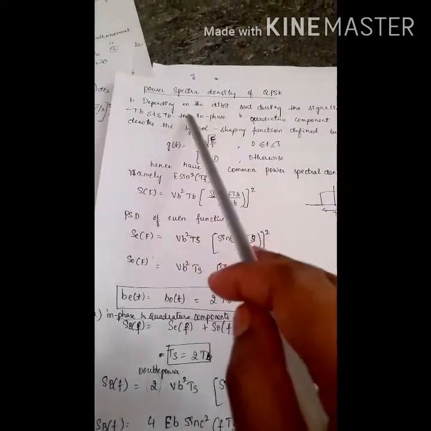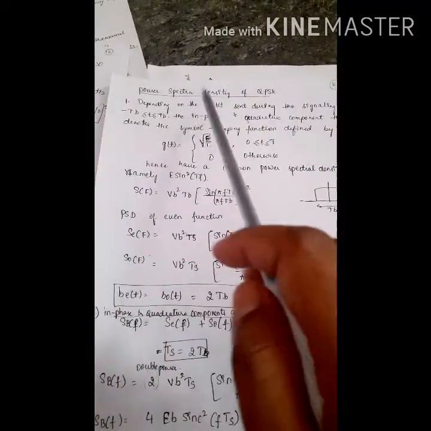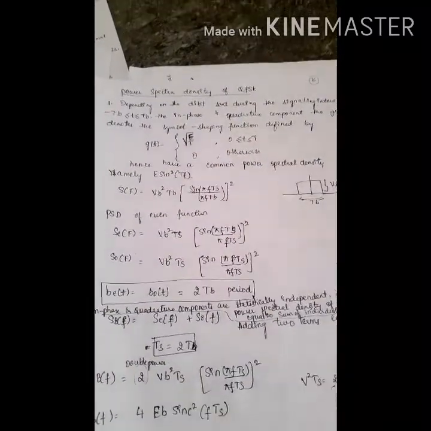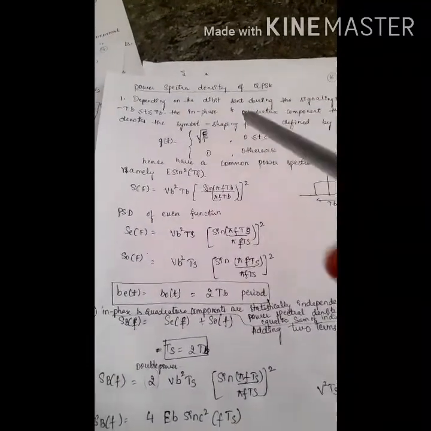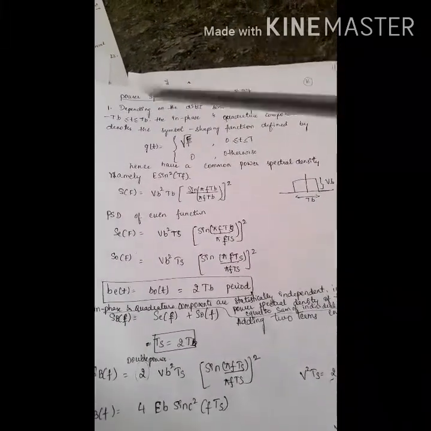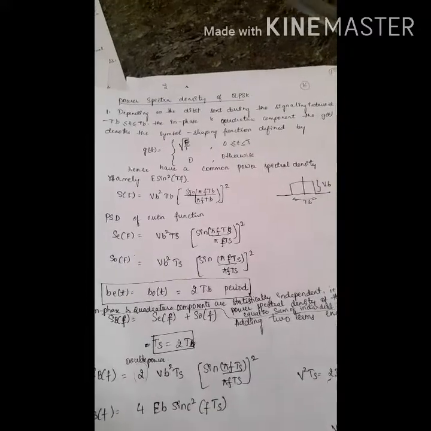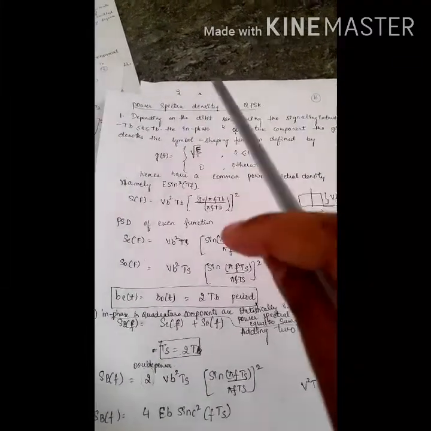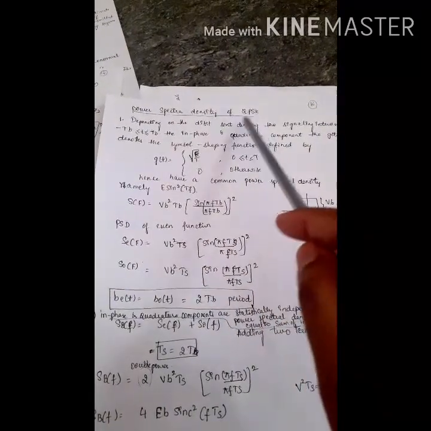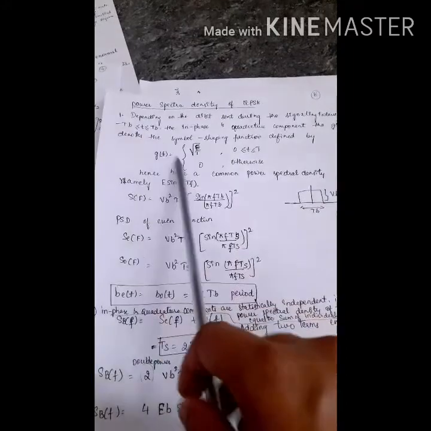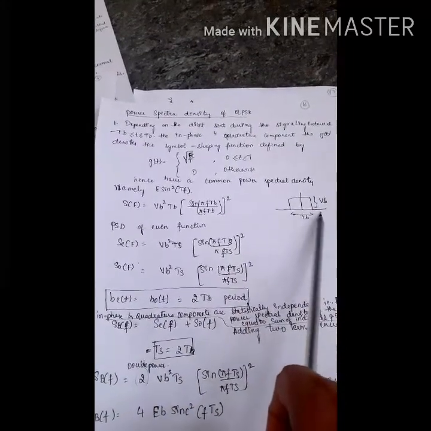Next is the power spectral density of the QPSK. Here on the power spectral density we are considering two observations: one is the in-phase component, and the other is the quadrature component, depending on the dibit sent during the signaling interval, that is, t varies between minus Tb/2 to plus Tb/2.